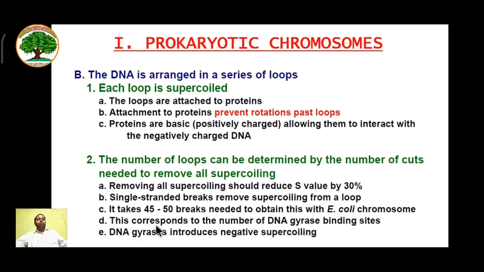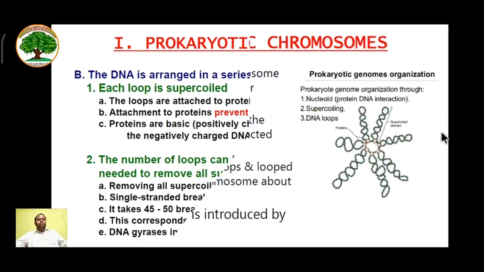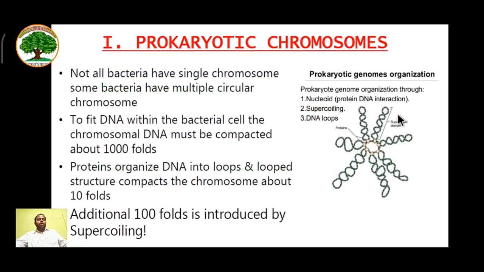DNA gyrase induces negative supercoiling. See, in gene expression, this coiled DNA has to be negatively supercoiled. So it is done by the DNA gyrase enzyme, and there are lots of sites for this enzyme. The eukaryotic chromosome looks like this. Not all bacteria have a single chromosome; some bacteria do have multiple ones.